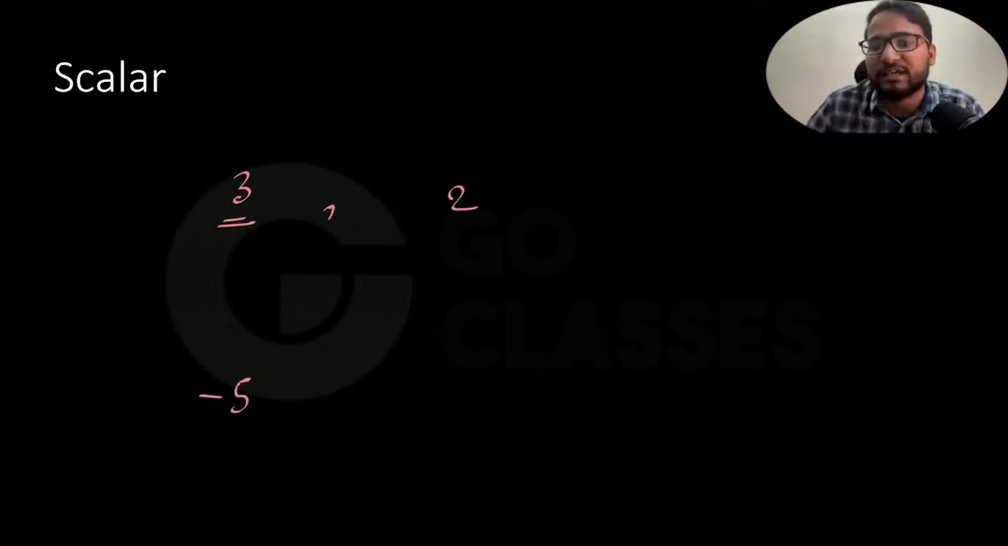So what is a scalar? Let me get started with the scalar. A scalar is any number. Let's suppose 3 if I write, then this is a scalar. Let's suppose 2, that's a scalar. Let's suppose -5, that's a scalar. 0 is a scalar. A scalar is any number, right?